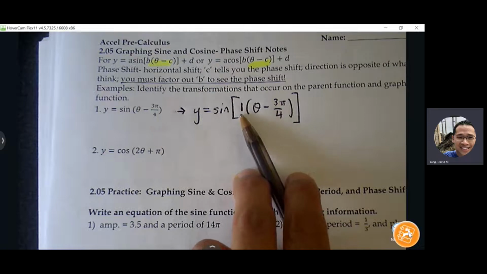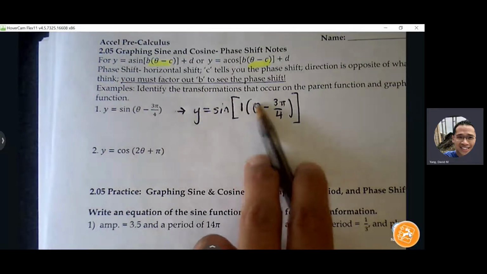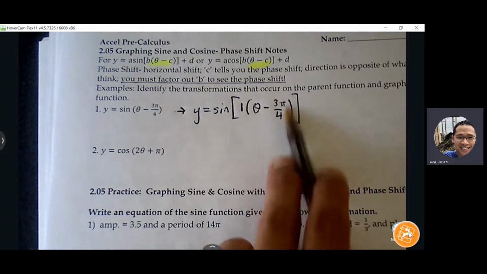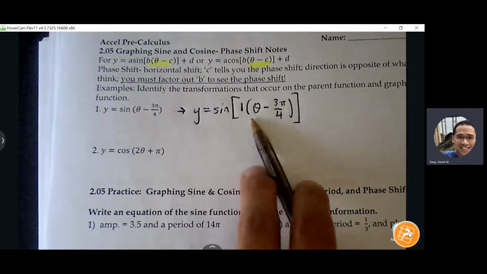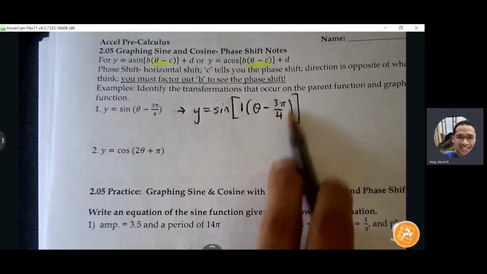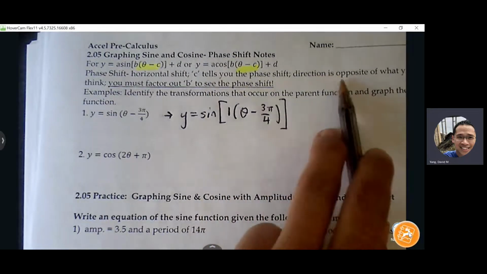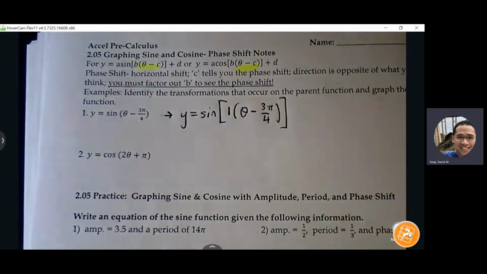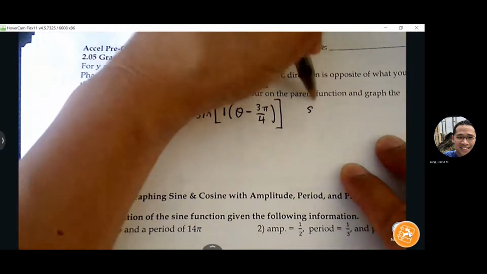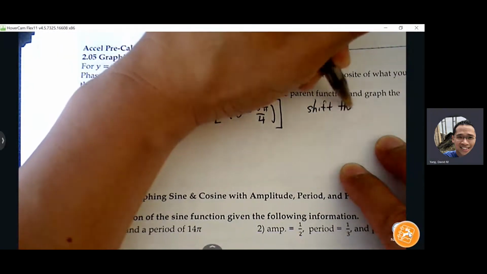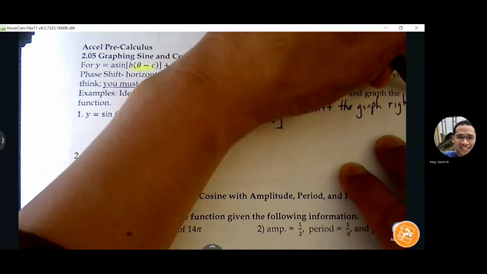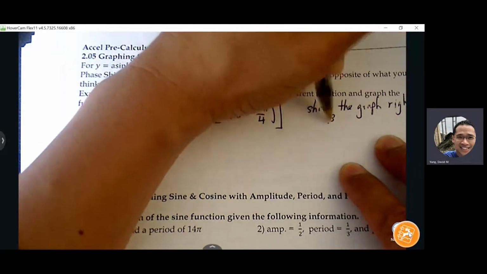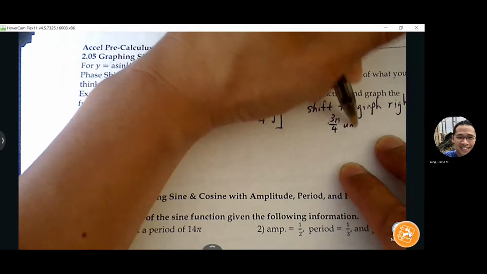If it's a 1, we don't have to do anything. But if it's anything other than a 1, because it's attached to that theta, it's going to have to influence this number. Okay. But right now, that minus 3 pi over 4 is going to take the sine graph and shift the graph to the right 3 pi over 4. And that's what that means. Its direction is opposite of what you would think. Minus is moving right, plus is moving left. So here, we're going to shift the graph right by 3 pi over 4 units.